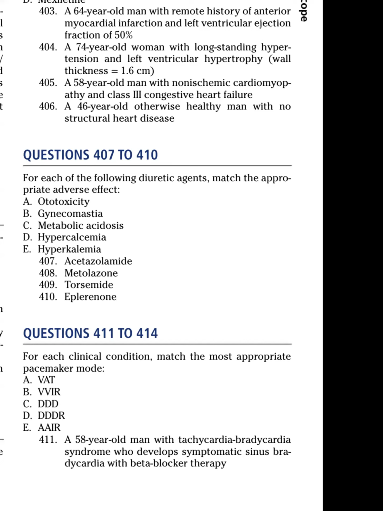Now acetazolamide blocks the conversion of carbon dioxide to bicarbonate, so I think for that one we should go with C, metabolic acidosis, because of the bicarbonate that is being lost, right? Yes.